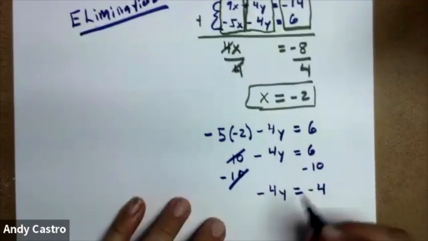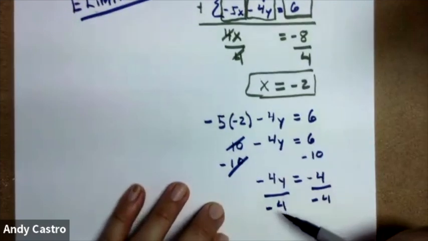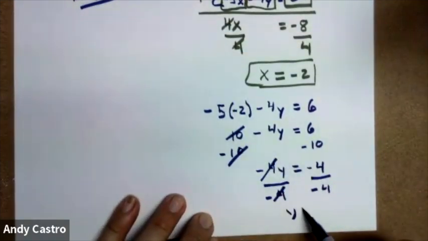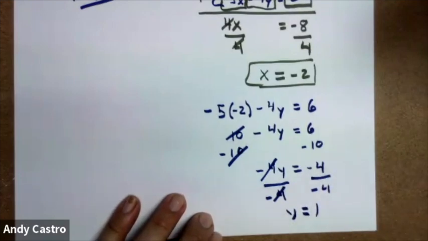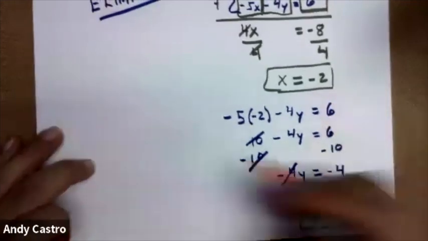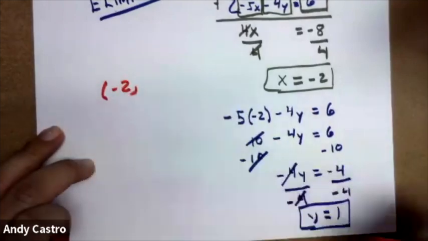All right, then what I can do is divide both sides by negative 4. Negative 4 divided by negative 4 is positive 1 times y, which is just y. Negative 4 divided by negative 4 is positive 1. All right, so now what I have is the point x is negative 2, y is 1.